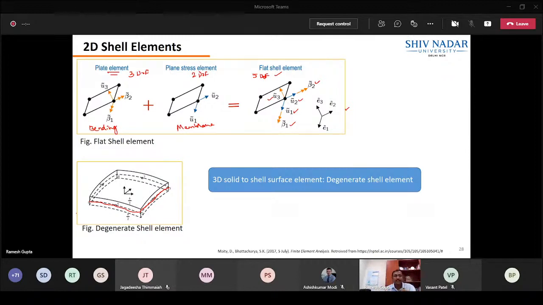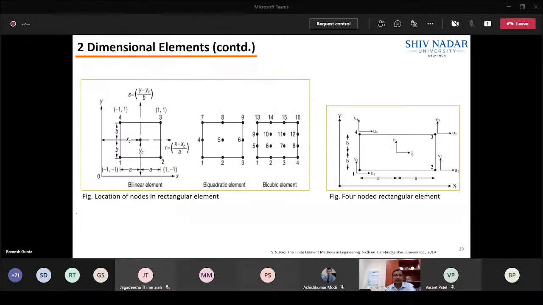These are the various theories you can follow to get degenerated shell elements. Many commercial finite element softwares and much literature have these kinds of elements. Now I would like to talk about the variety of the elements.